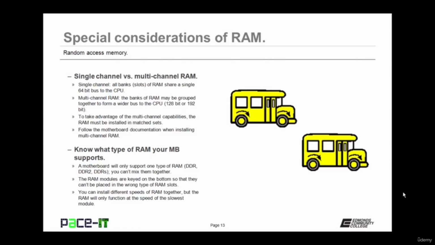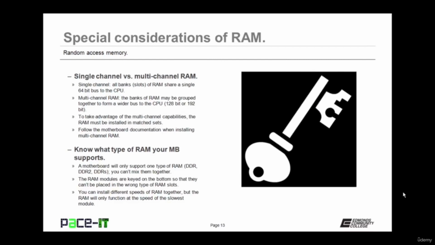To take advantage of the multi-channel abilities, the RAM must be installed in matched sets. And you need to follow the motherboard documentation when installing multi-channel RAM. You also need to know what type of RAM your motherboard supports. A motherboard will only support one type of RAM. You can't mix different types together. The RAM modules are keyed on the bottom so that they can't be placed into the wrong type of RAM slot.